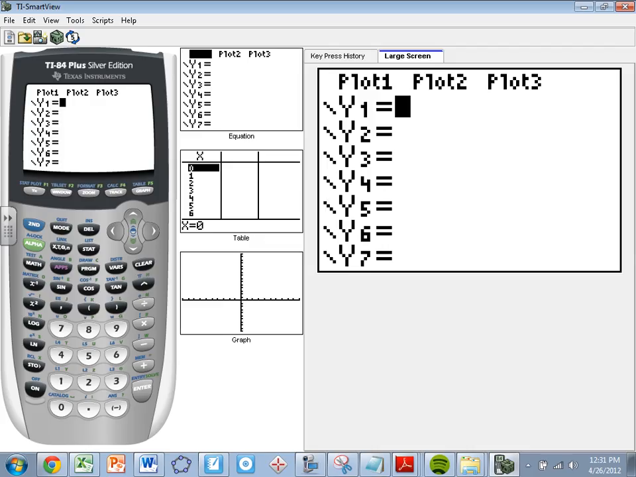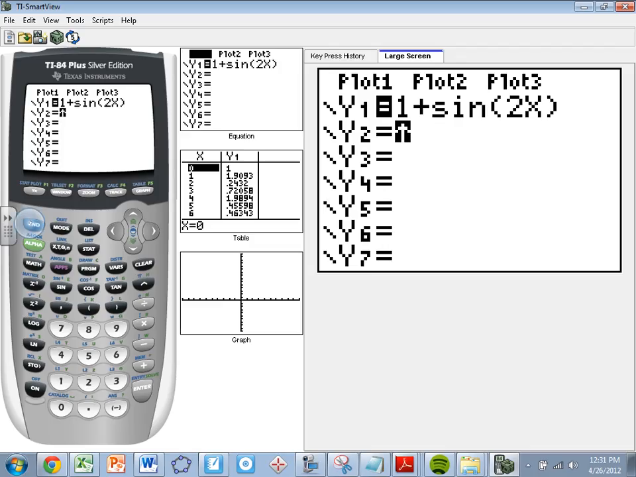Upper function was 1 plus sine of 2x. Second function was e to the x over 2. Everybody see that so far?